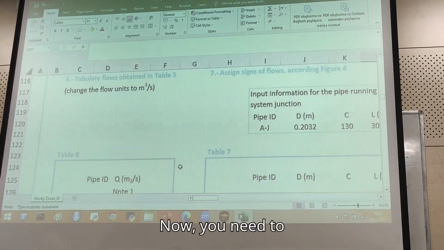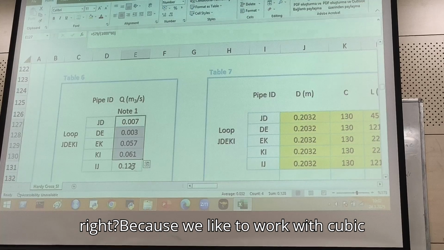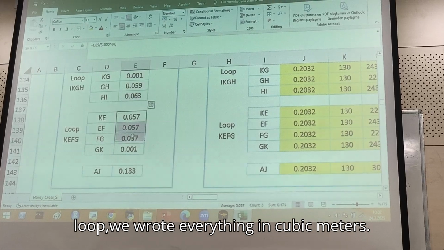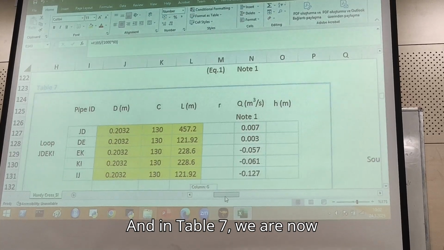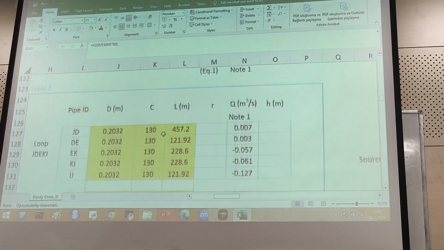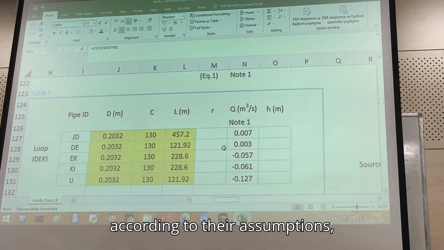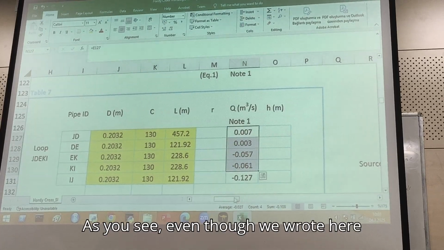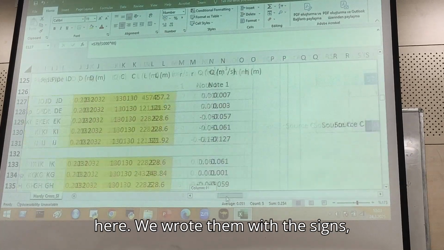Now, we need to convert everything into cubic meters, right? Because we like to work with cubic meters. And for each loop, we wrote everything in cubic meters. And in table 7, we are now getting into some business. In table 7, we wrote the flow rates according to their assumptions. Which assumptions? Direction assumptions. As you see, even though we wrote here without any signs, they are all positive here, we wrote them with the signs.